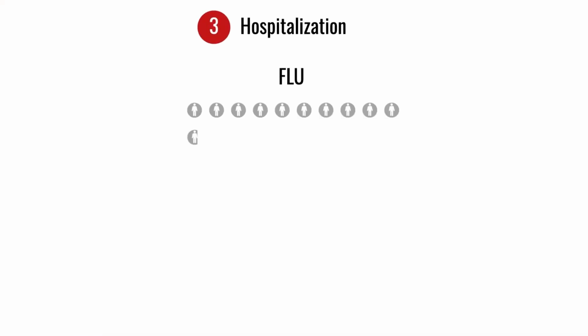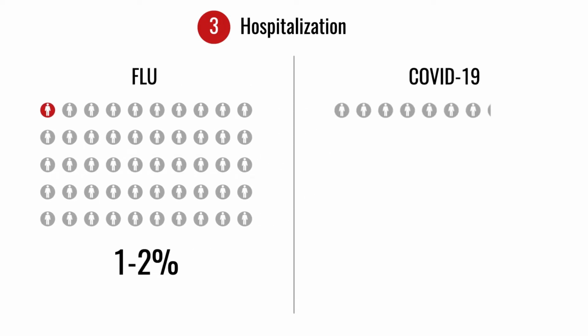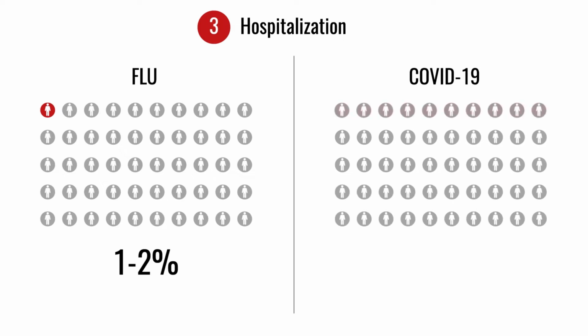The next step is, okay, you've got infected, and what is the probability of you having severe disease? When it comes to the flu, less than 1 to 2% of individuals get hospitalized. Whereas for the coronavirus, what we've seen is as high as close to 20% of individuals getting hospitalized. When it comes to severe illness, it can be somewhere close to 5% of individuals needing intensive care.